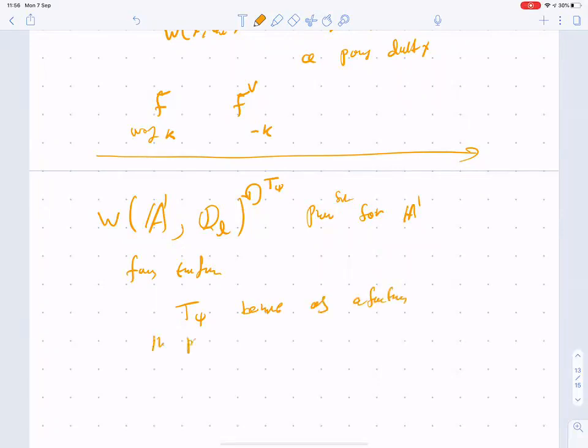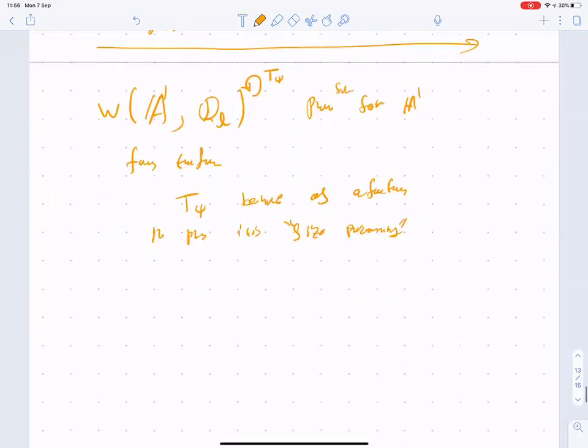In particular, it is size preserving in some precise sense. And this size is going to be related to W, which would allow us to control it. I wanted to say more about this, but I don't have the time.